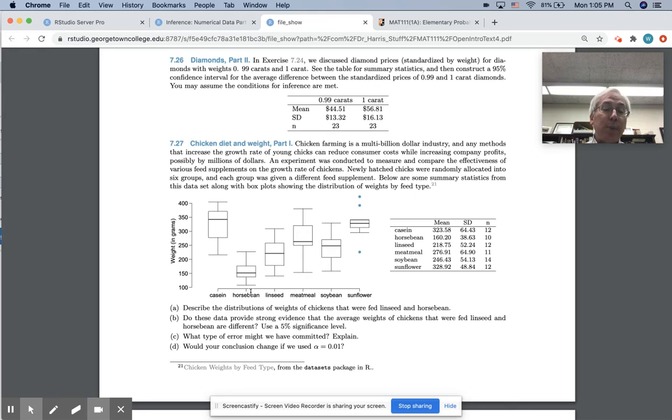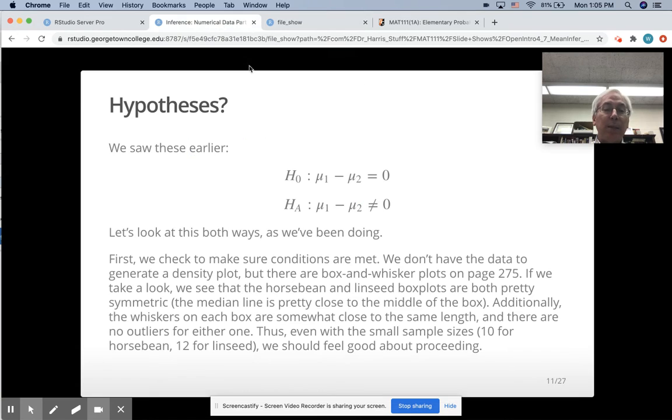Just by looking at the two box plots, we get a sense that they are relatively symmetric in nature, even though the sample sizes are very small, 10 for the horse bean and 12 for the linseed. It's the relative symmetry of the box plots that leads us to think that maybe we're okay in proceeding, by not having any significant outliers or skew in the distributions. So it looks like it's reasonable to believe that both of these come from bell-shaped distributions.